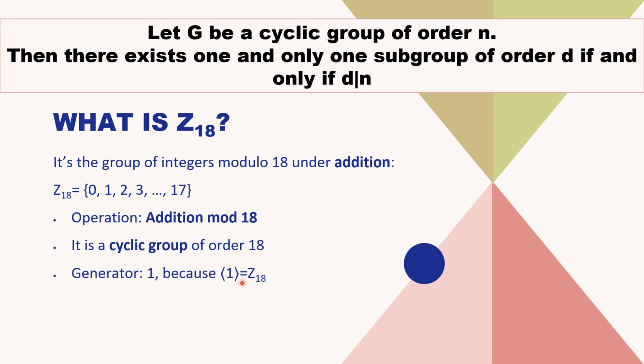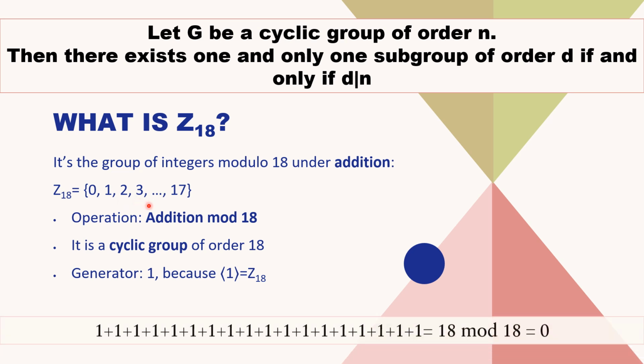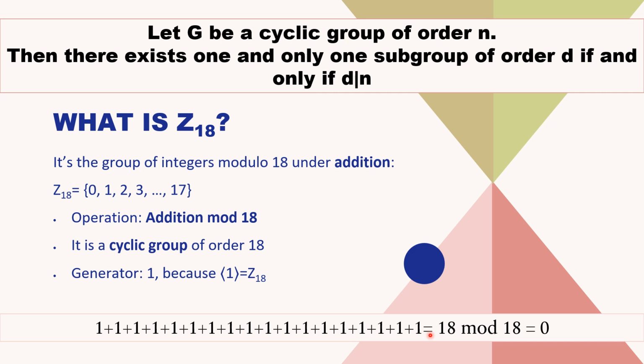What does this mean? That with the help of 1, we get the rest of the elements. Therefore, 1 is a generator. 1 plus 1 gives us 2, 1 plus 1 plus 1 gives us 3, and so on till 17. Then 1 added 18 times will give us 18 mod 18, which is 0. So we get 0 as well. So 1 is basically generating the entire group, right? Therefore, this is a generator.